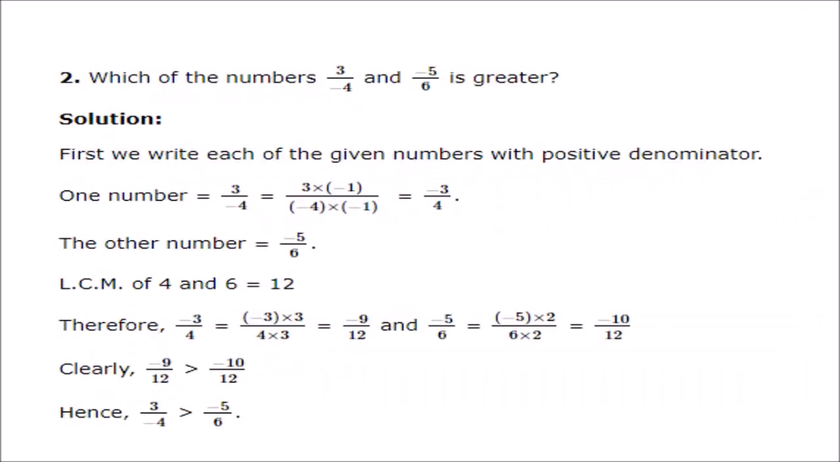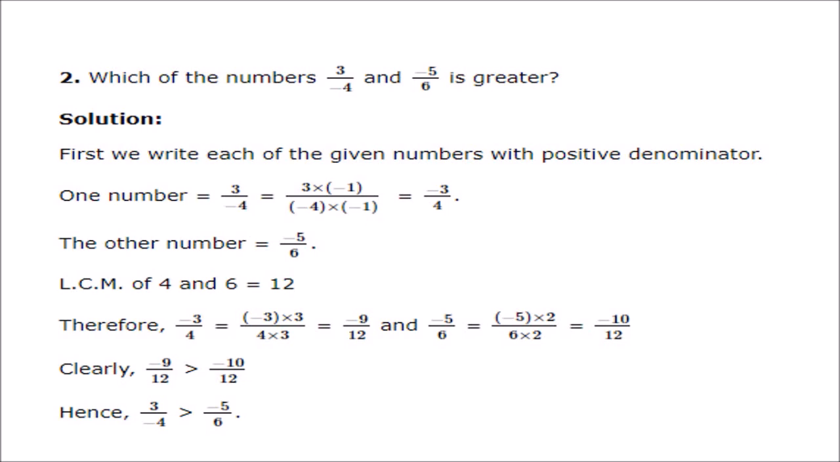Now second example, which of the numbers 3 upon minus 4 and minus 5 upon 6 is greater? Here both the rational numbers are negative since they have either the denominator or numerator negative. So first step, we have to express it in standard form. That means we should write the given rational numbers with a positive denominator. So the first rational number 3 upon minus 4 can be written as minus 3 upon 4 and the second rational number will be minus 5 upon 6.